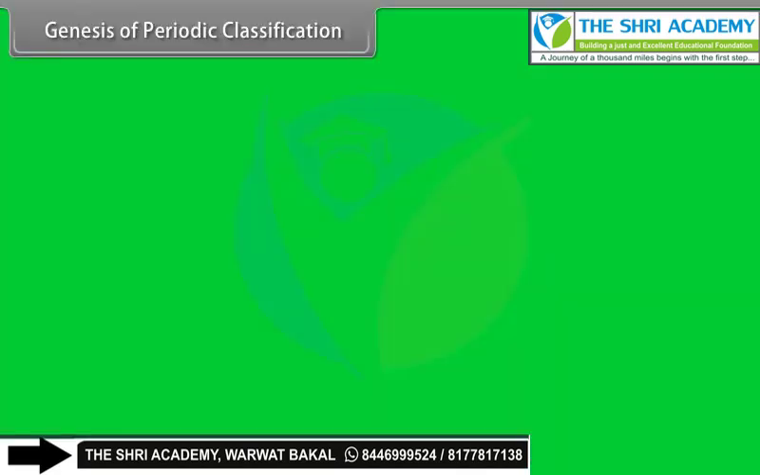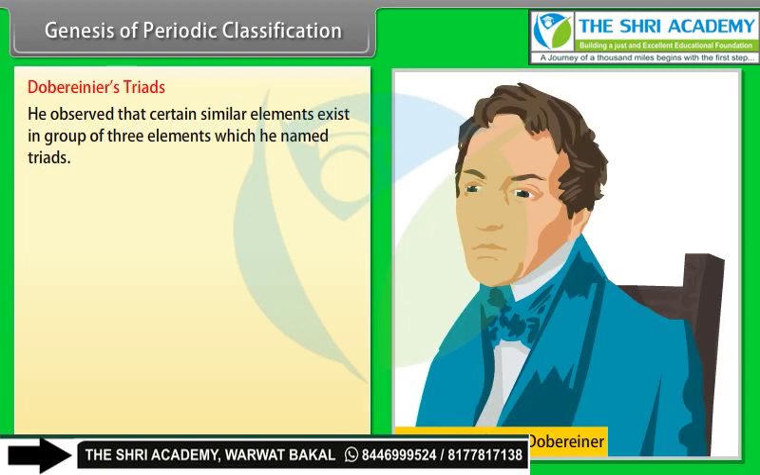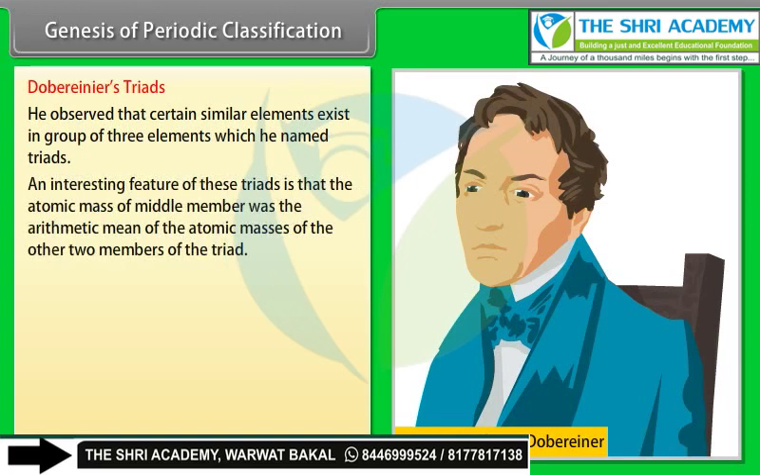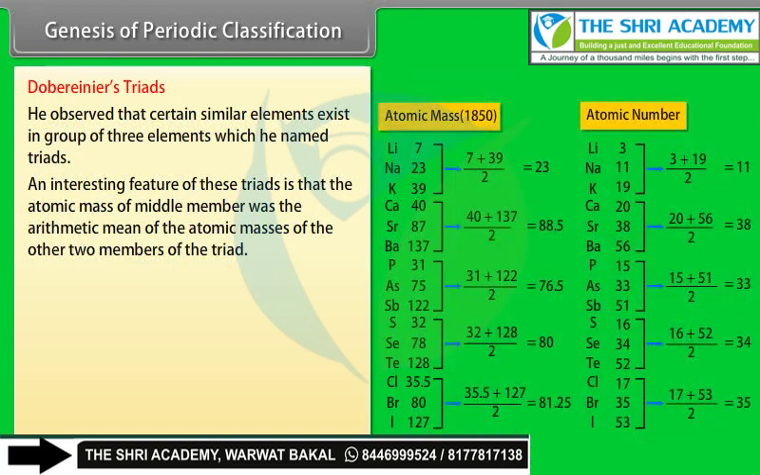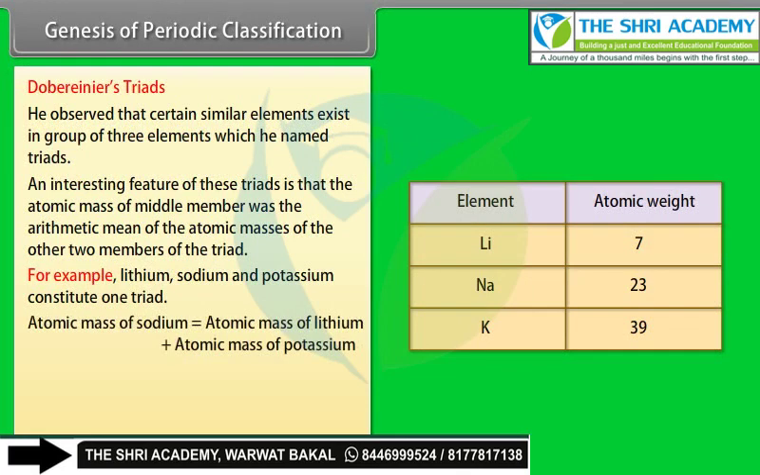Genesis of periodic classification. Döbereiner's triads. He observed that certain similar elements exist in groups of three elements, which he named triads. An interesting feature of these triads is that the atomic mass of the middle member was the arithmetic mean of the atomic masses of the other two members of the triad. For example, lithium, sodium and potassium constitute one triad. Atomic mass of sodium is equal to the atomic mass of lithium plus the atomic mass of potassium by 2, which is equal to (7 + 39)/2, which is equal to 23. However, this concept of triads could be applied only to a limited number of elements.